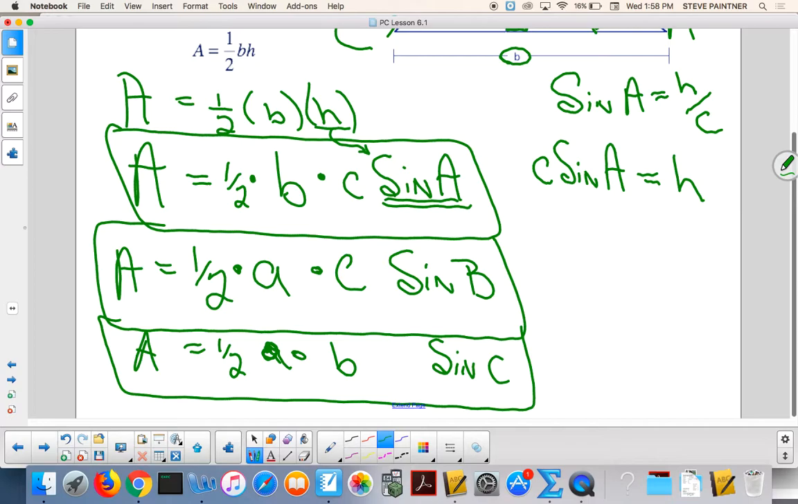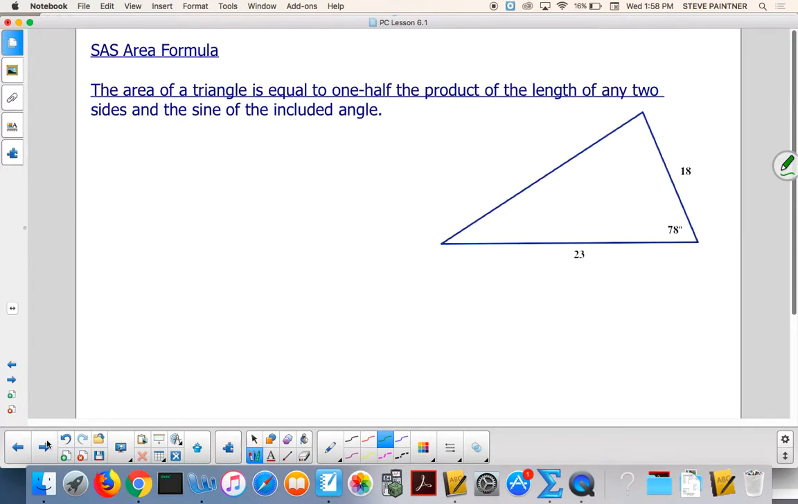Do the next problem. It'll take you about 1 minute, which we have to. Okay. Find the area of that triangle using the SAS area formula.